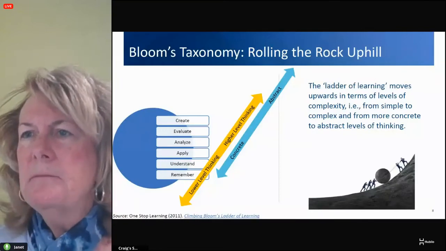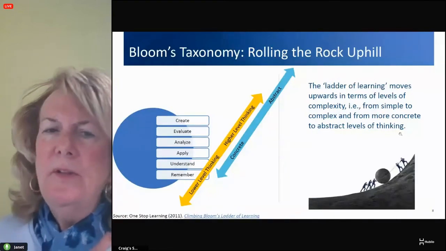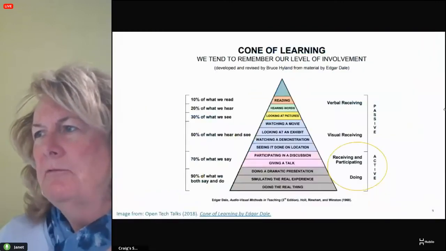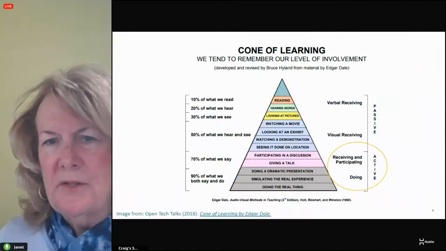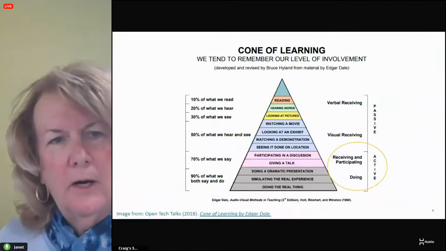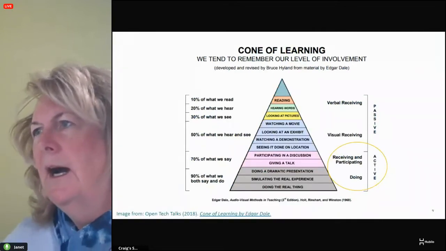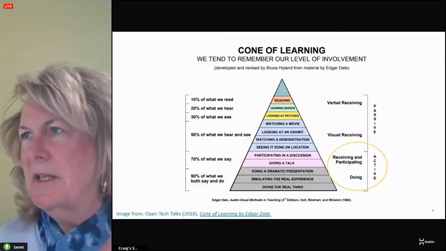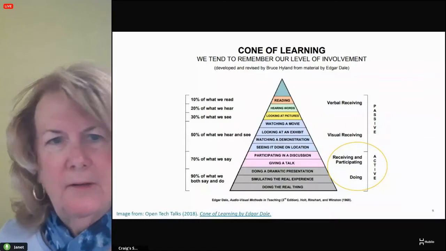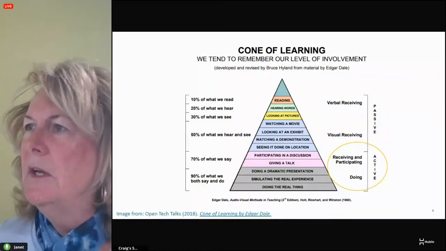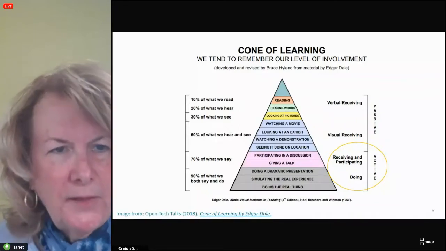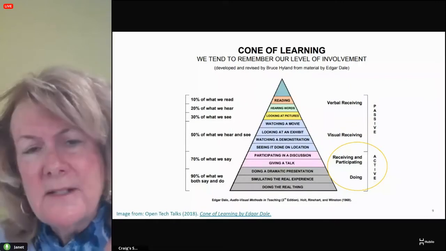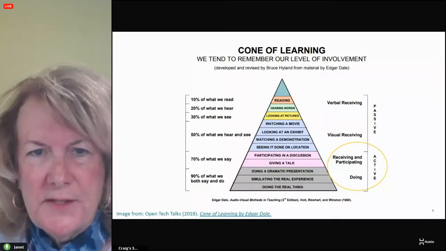Next slide, please. So the next slide is talking about the cone of learning, and down at the bottom, you'll see I've got a yellow circle on active learning ideas and ways that we can engage students. And we tend to remember our level of involvement in every course. The level of involvement that I incorporate into my assignments surrounds the lower portion of this pyramid.